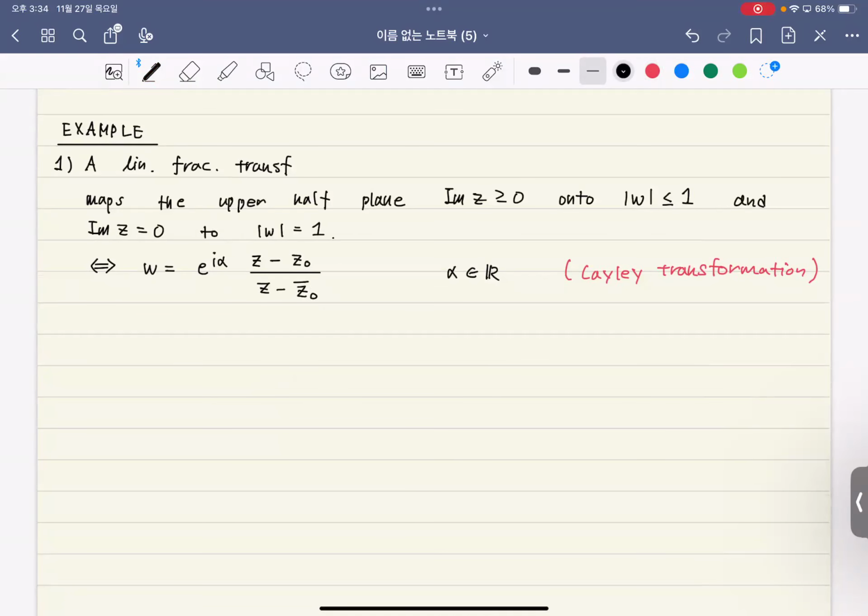Before I prove the statement, if you are convinced, then maybe you must be able to classify all such linear fractional transformations which map the unit circle to the upper half plane. So how would you get this? Well, just simply invert this map, then you're going to get this. All right.